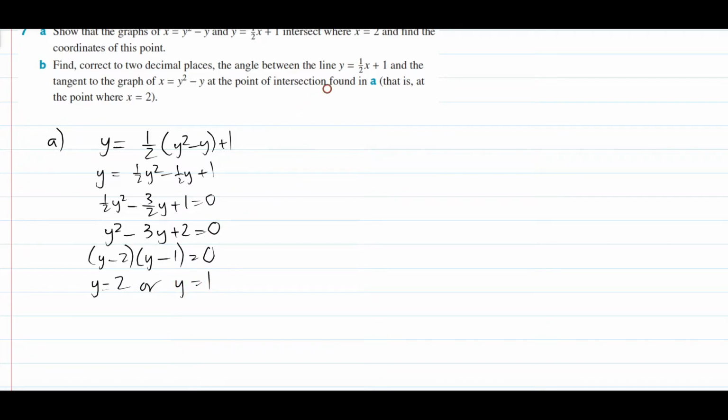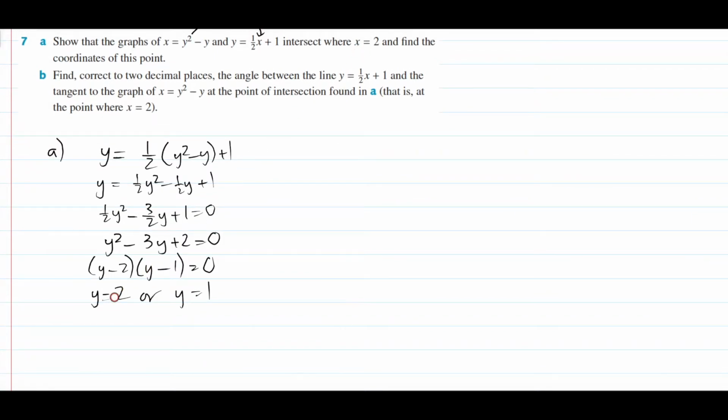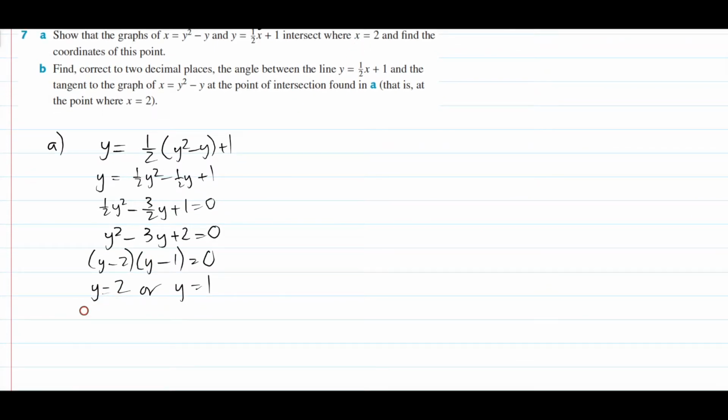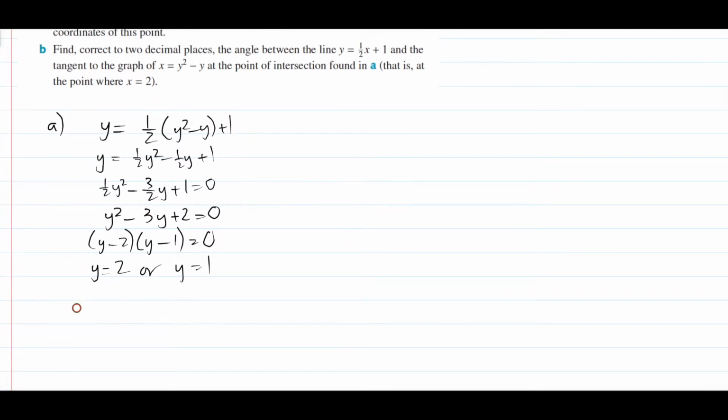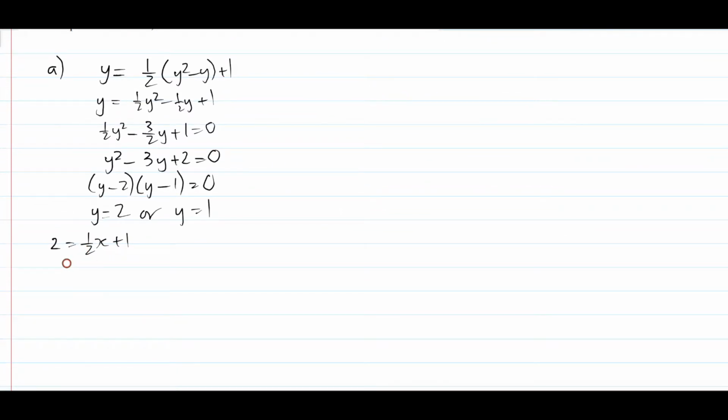Well, we need to show that it intersects at x equals 2. So we need to find the x coordinate as well, okay? So if you want to find the x coordinate of y equals 2, you sub it into whichever equation you want. I'm going to sub into the line because that's easier. So 2 equals half x plus 1, that's the equation of the line. And let's solve for x. So that is 2 minus 1, that's 1, and then times it by 2. So therefore x equals 2. So that's pretty much what we need.